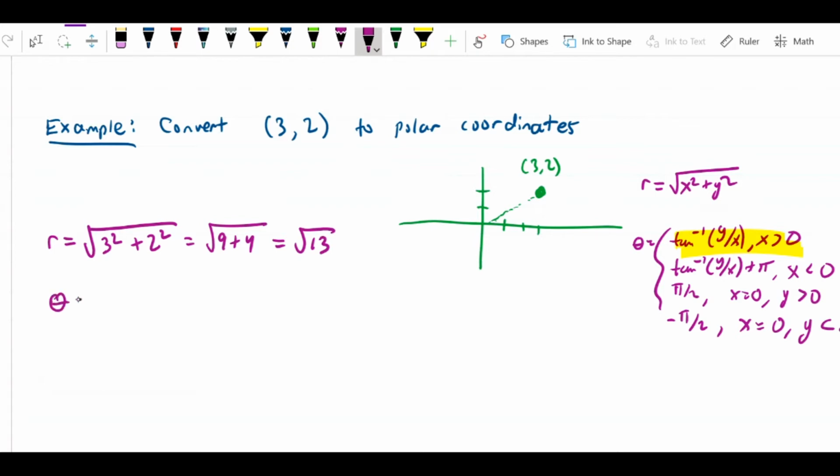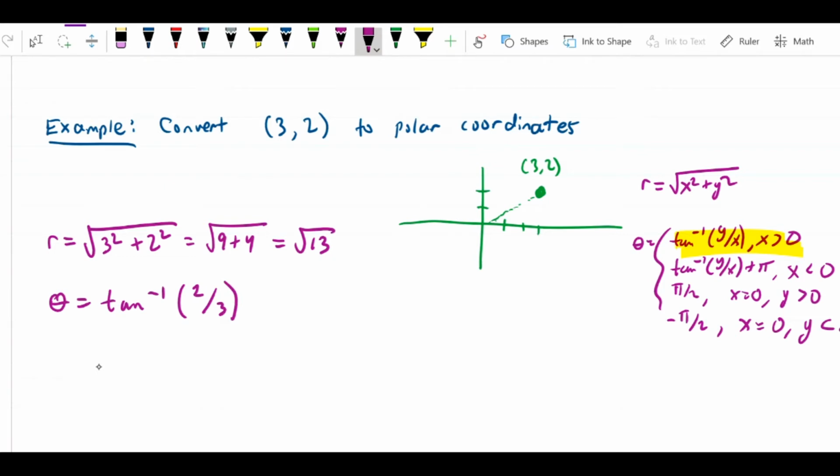And theta, using that first rule, is going to equal arctangent of y over x, which is 2/3. Now this is not a ratio for which we know arctangent. Basically, we know that arctangent of 0 is 0, arctangent of 1 over root 3 is 30 degrees or pi over 6, arctangent of 1 is 45 degrees or pi over 4, and arctangent of root 3 is 60 degrees or pi over 3. We don't know anything about the arctangent of 2/3, so that's simply how we have to express this.